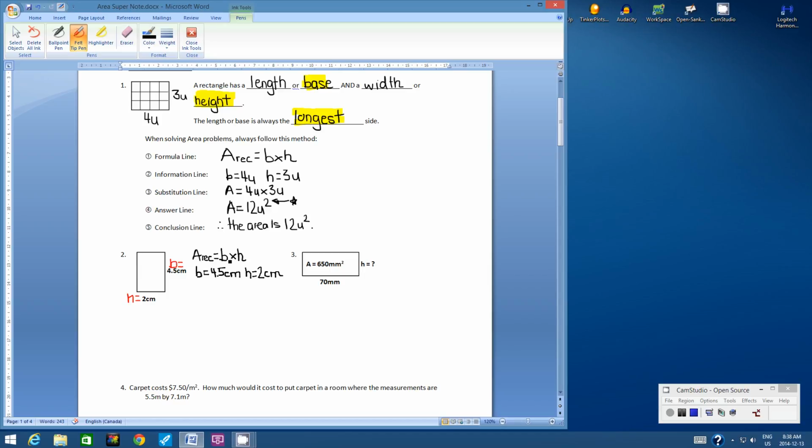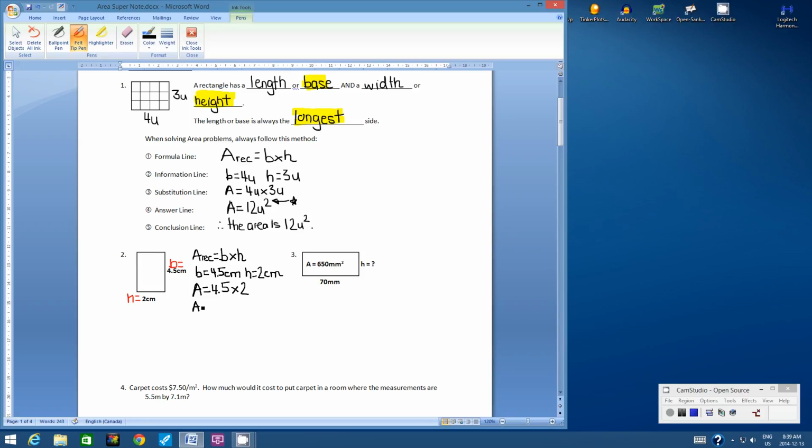The third line is the substitution line. So we bring back the formula and then we fill in what we know. We don't know the area, but we know the base, 4.5 centimeters times 2 centimeters. Now in this line, you can add the units if you want, but it's okay to omit the units, as long as we remember to put them back in on the next line.